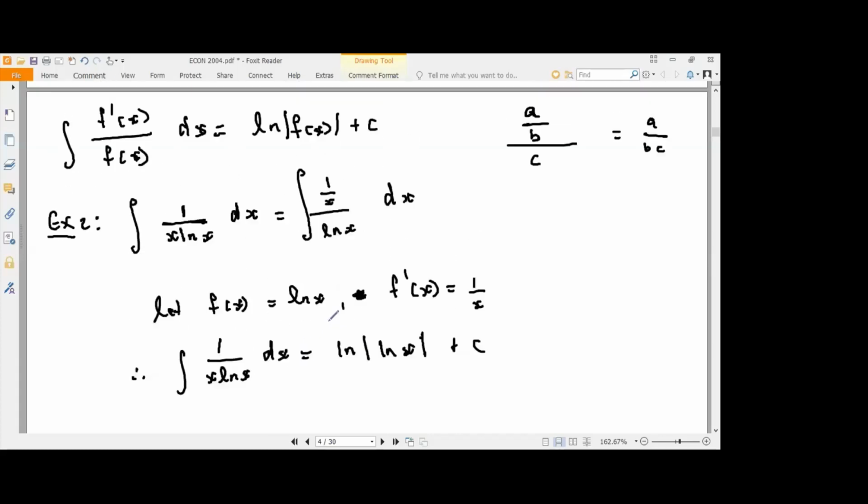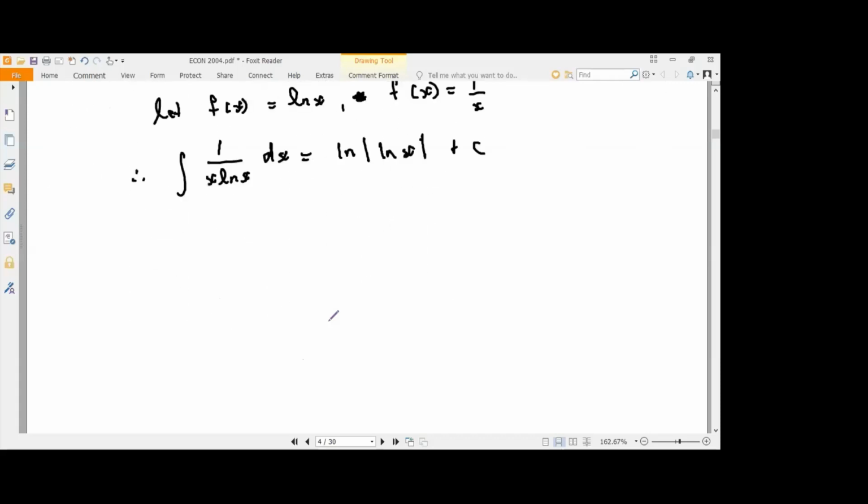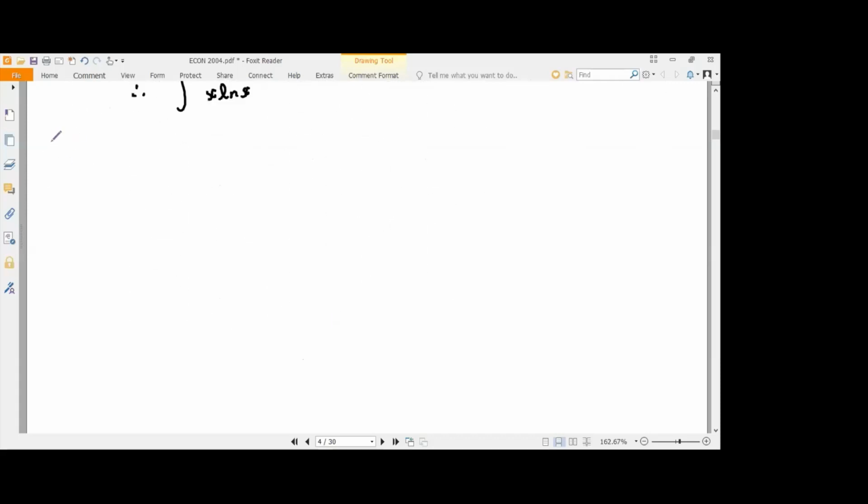So again, you have to be able to pick up the different forms and the different results. So we're exploring the current result that says the integral of the differential of a function over the function is equal to ln mod of the function plus c. So let's look at an even harder example. We're accelerating in difficulty level here. So let's look at example 3.